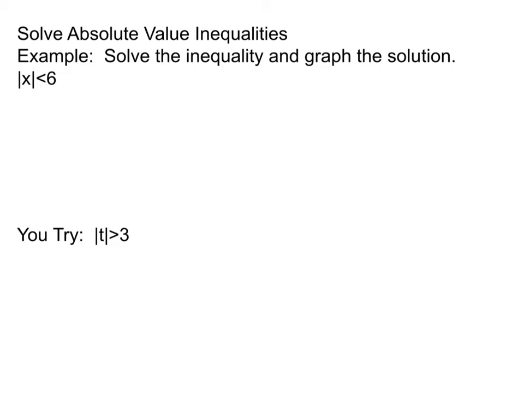So basically what this is really saying is that negative 6 is less than x, which is less than 6. And as far as a number line goes, that would look like from negative 6 to 6. We would have this solution in between those numbers. Okay, so that's the graph. Absolute value of x is less than 6.